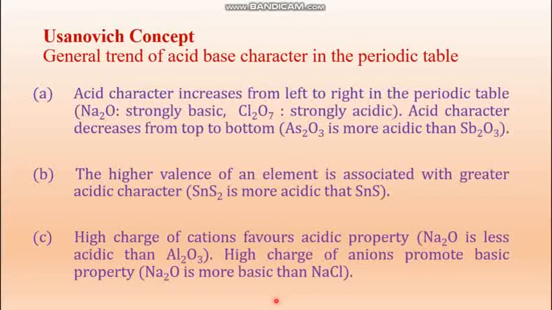And on the other hand, high charge of anions promote basic property. Let's take the example of sodium oxide and sodium chloride. Sodium is common, so the uncommon ions are the anions. Here the oxide anion and here the chloride anion. So oxide has 2 negative charges and chloride has 1 negative charge. So oxide should be more basic than chloride. So Na2O should be more basic than NaCl.